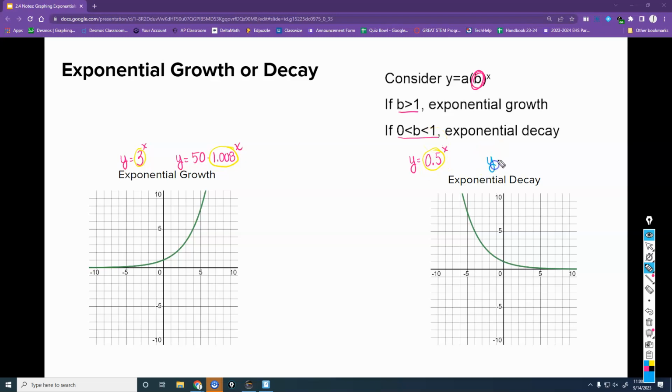I might have one that looks like this: y equals 5,000 times 0.89 to the x power. Would that one be growth or decay? That one's going to be decay because the number raised to the power is less than 1. But not negative, because if you have negative, crazy things go on. I'm not going to throw the negatives at you.